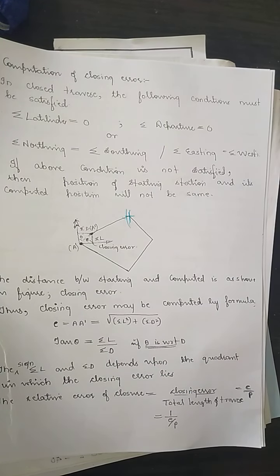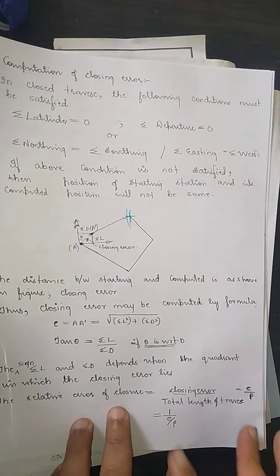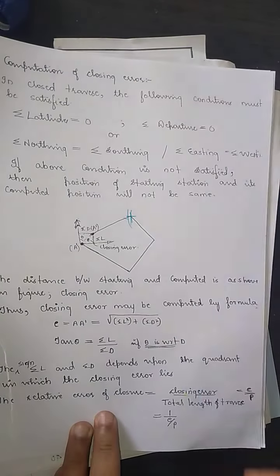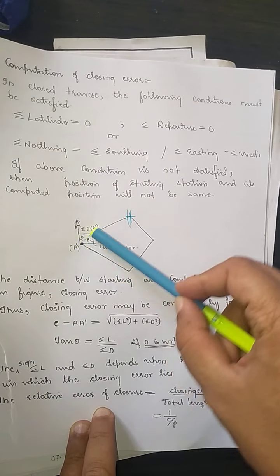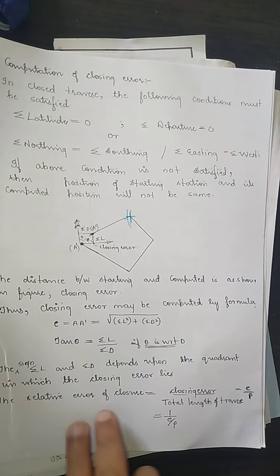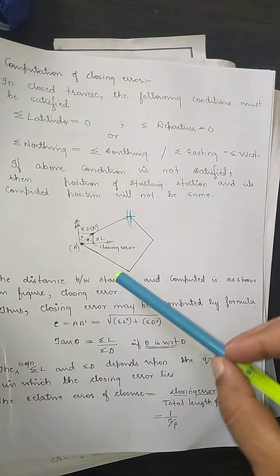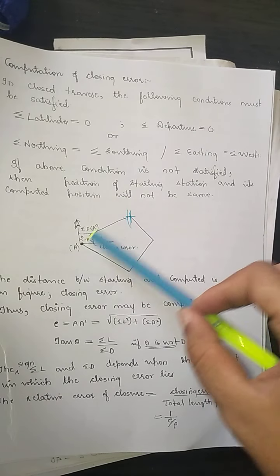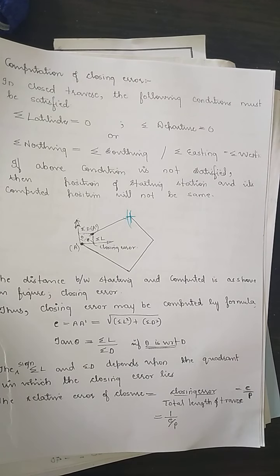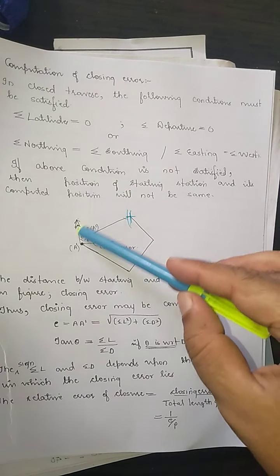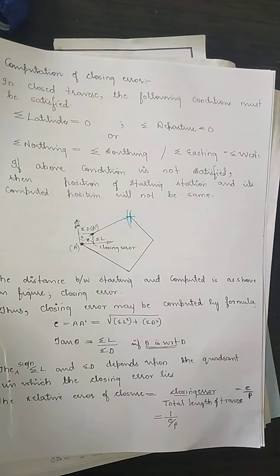The length of the closing line may also be computed. As I have told, what is a closing error? If both the latitude and departure of the starting point and the end point do not meet each other at one point, then we call it a closing error. Now you may get problems like, what is the length of this closing line? That may be asked to you.